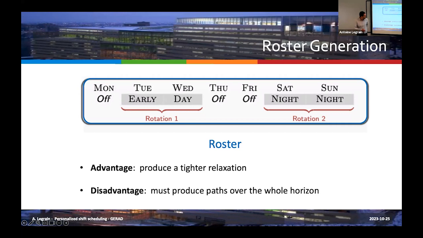At the same time, there is a disadvantage because you must produce paths over the whole horizon. So it means that you have a longer path, and so the subproblems are way tougher to solve.